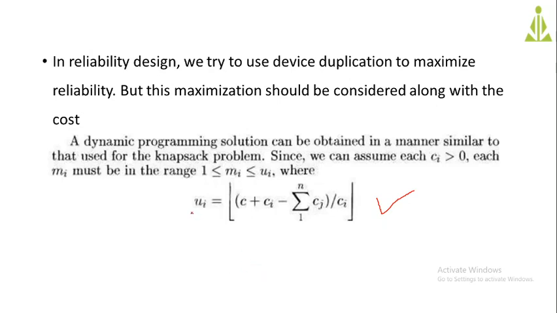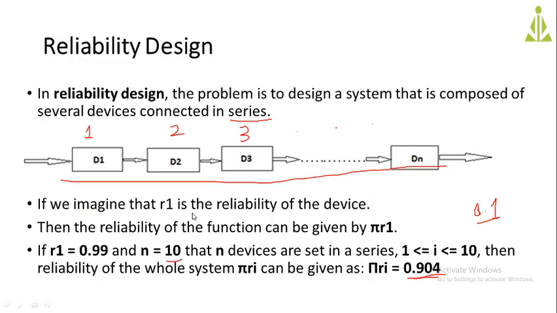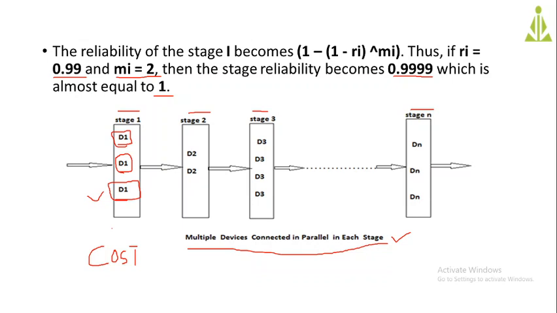Here, if you see the difference, in series with 1, 2, 3, 4 the cost will be less, but the reliability and probability are very low compared to multiple devices connected in parallel in each stage. We are considering the stages because we are solving this problem by using dynamic programming.